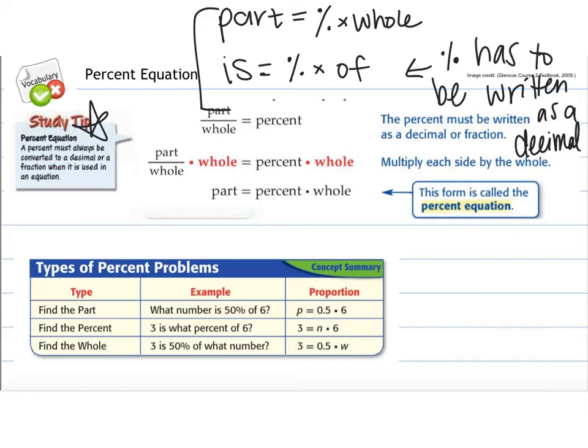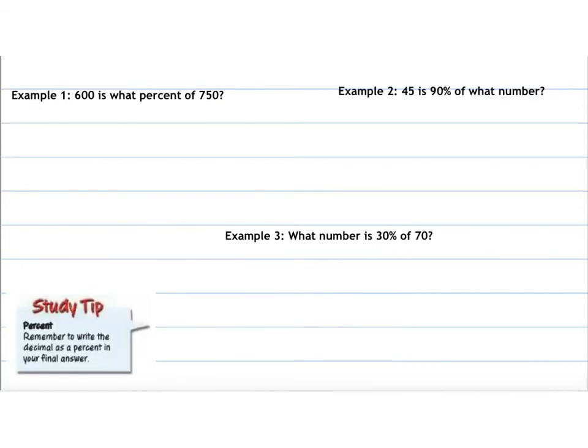Okay. Again, just like with the percent proportion, there's different things that we could be looking for. So it could ask us to find the part, the percent, or the whole, depending on what the question is asking us. You just look at what you have and figure out what it's asking for, and then solve for your missing parts. Okay, so again, is equals percent times of, and this needs to be a decimal. Or a fraction, I just think decimal is easier.